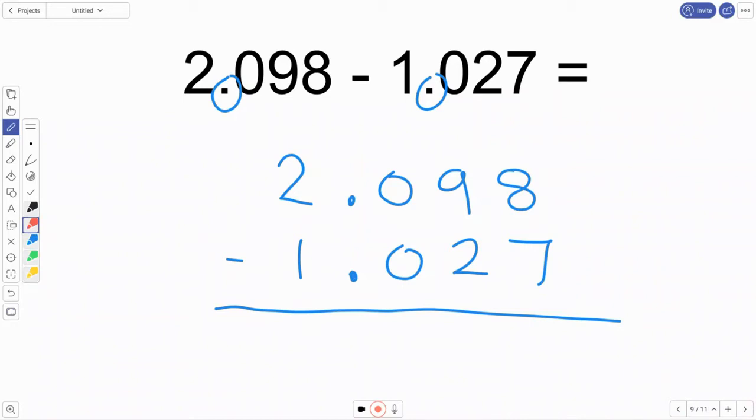8 minus 7 is 1. 9 minus 2 is 7. 0 minus 0 is 0. Bring down the decimal. Don't forget the decimal. 2 minus 1 is 1. All right, then it just becomes a very simple subtraction problem.